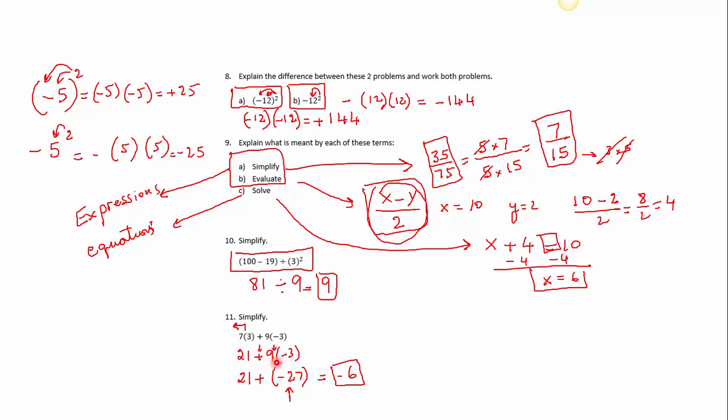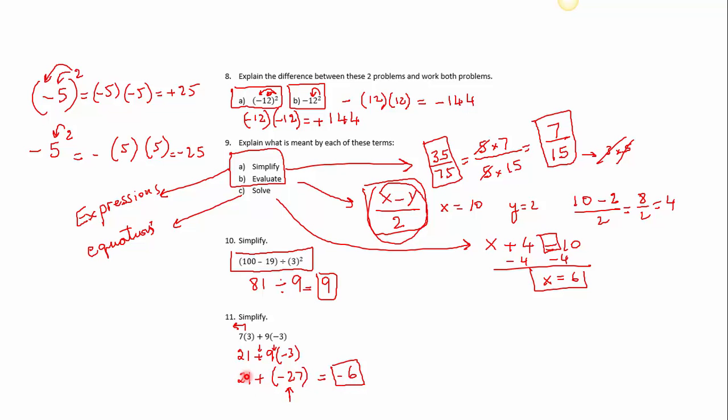Now the only two operations are multiplication and addition, and always multiplication goes first. So 9 times negative 3 is negative 27. So now we are left with only one operation, which is addition. But now we're adding two numbers of opposite sign, therefore we have to subtract. 27 minus 21 is 6. But notice that 27 is more negative than 21, therefore the answer is negative 6.